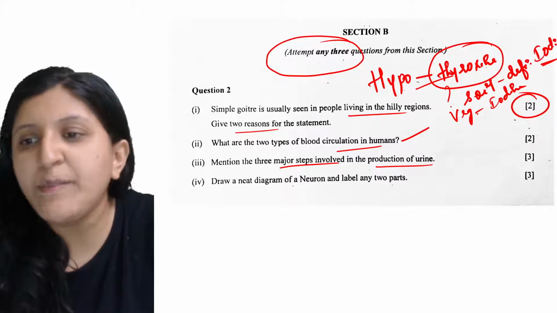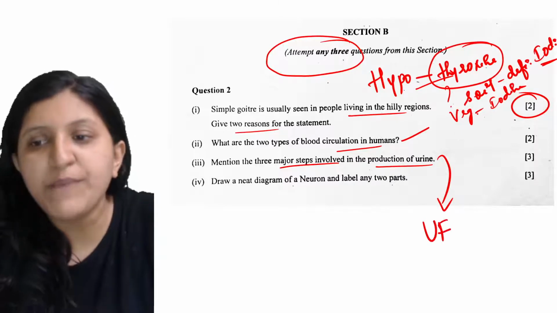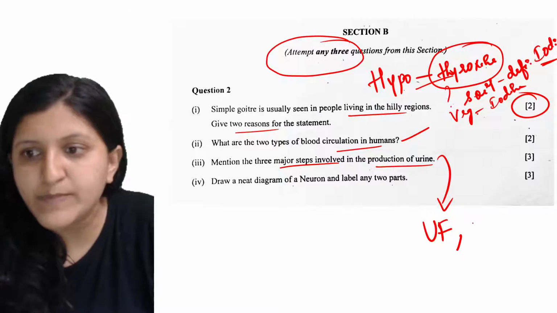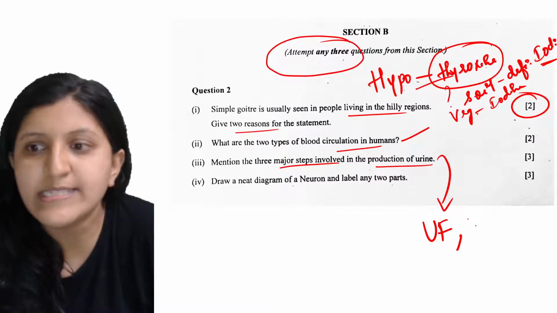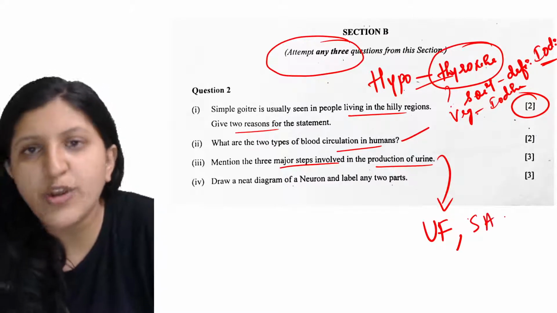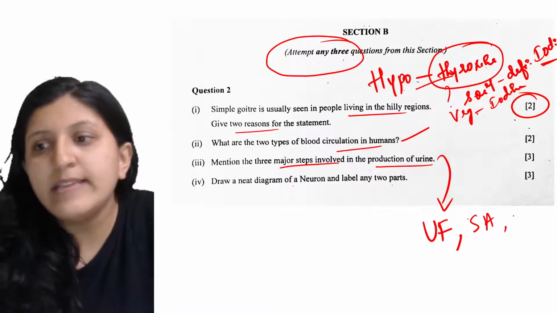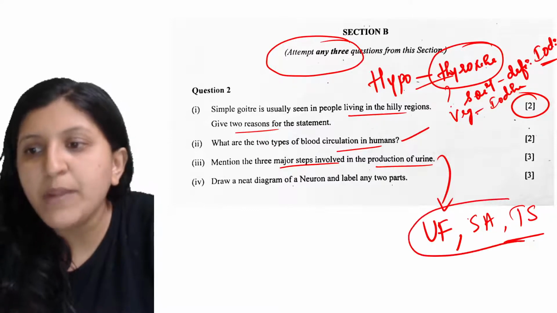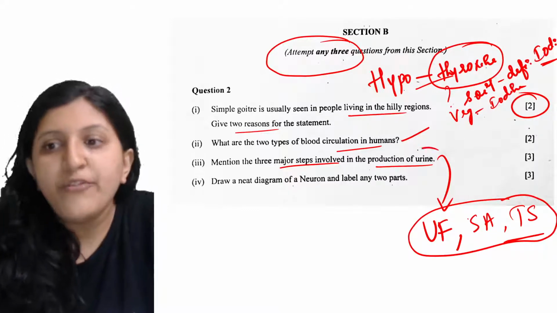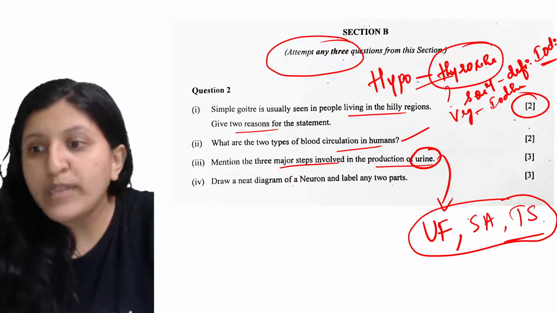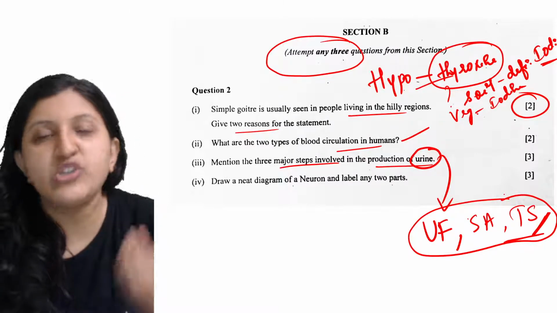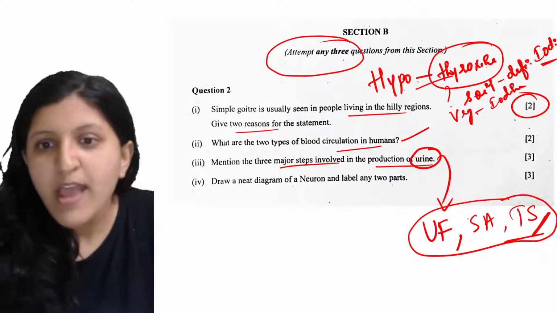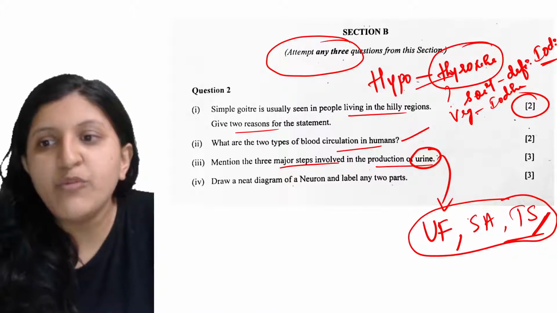First one being the ultrafiltration. Next being the selective reabsorption, or you can just mention it as selective absorption process. Other than that, there is tubular secretion that occurs. So these are the three main processes occurring for the formation of urine. Only at the end of the tubular secretion can we call it urine. Until then it is not urine. So mention the three major steps involved in the production.